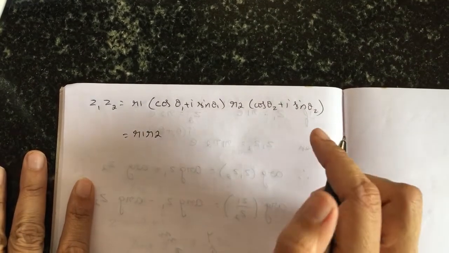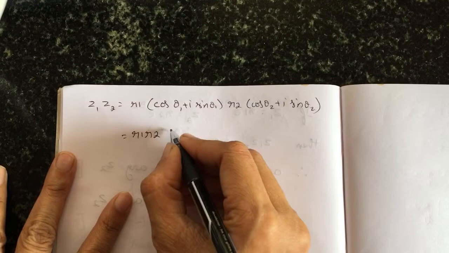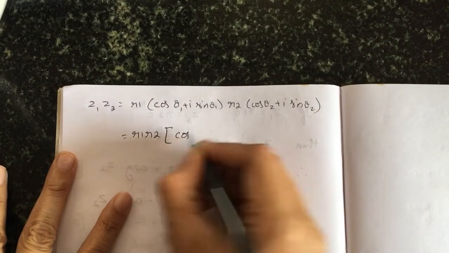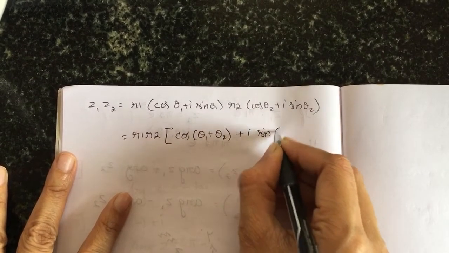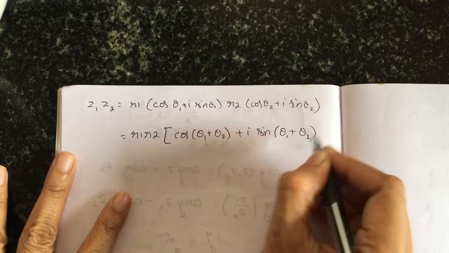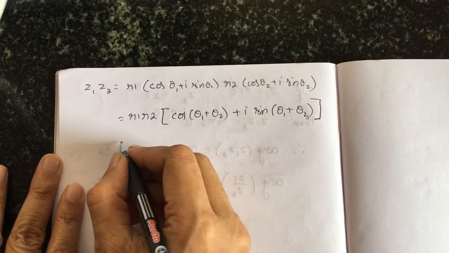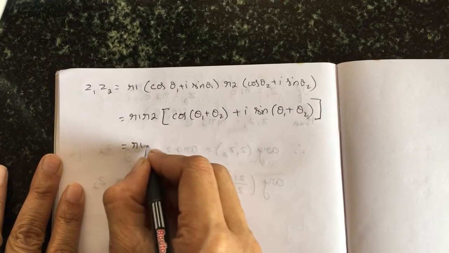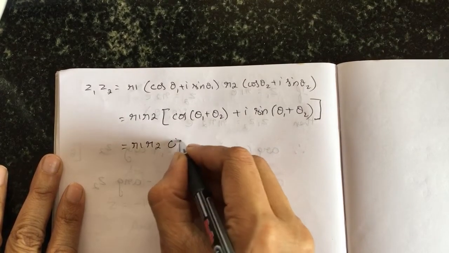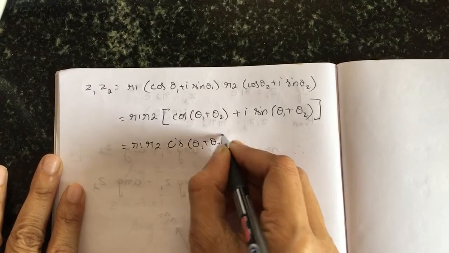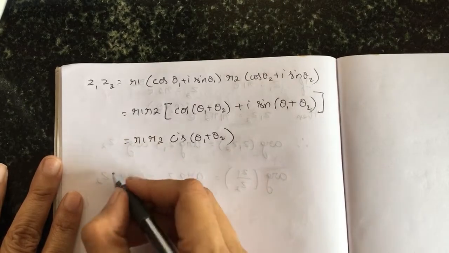So that comes out to be sine of a plus b, that's sin of (theta 1 plus theta 2). So I'm directly writing this, okay: cos of (theta 1 plus theta 2) plus i into sine of (theta 1 plus theta 2). So this is nothing but, you can even write, r1 r2 into cis (theta 1 plus theta 2). This is z1 z2.